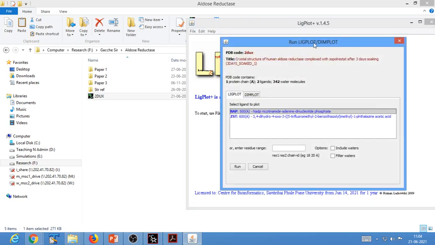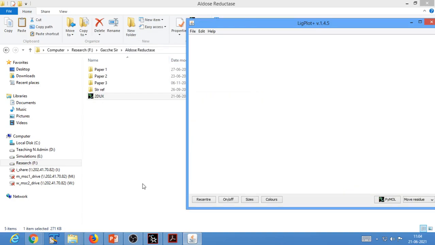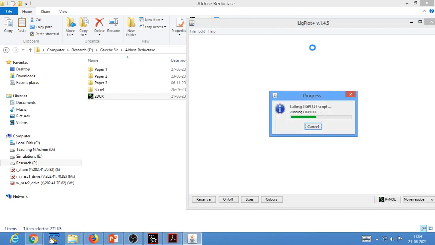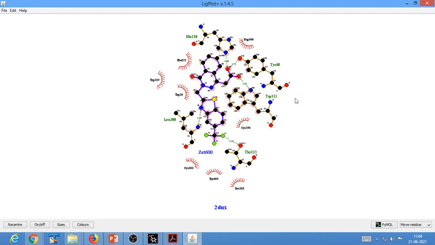Okay, now it will ask you, there are two hetero groups present over here. This is NADP and another one is your inhibitor. So you can select whether you want to show the interaction between this prosthetic group or this ligand group. So for time being, I would select this ligand group and run the LigPlot. Okay, here we go. So here is your 2D representation of the active site.